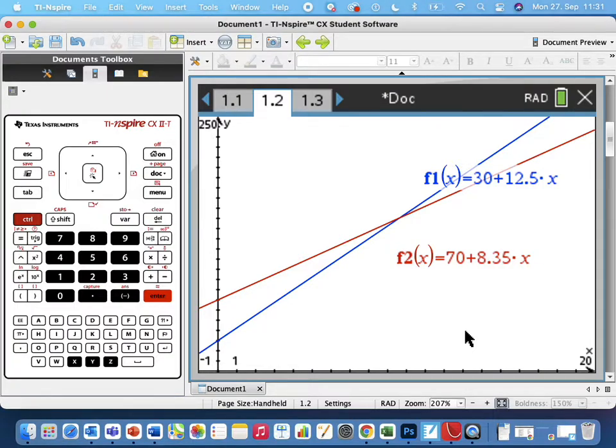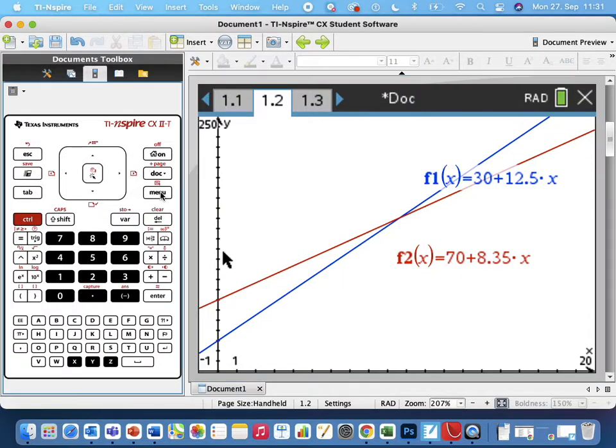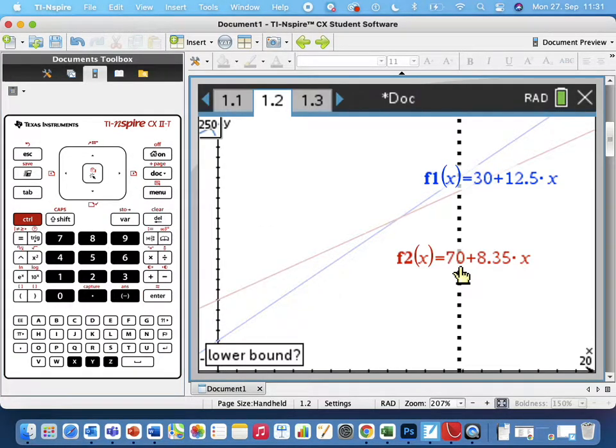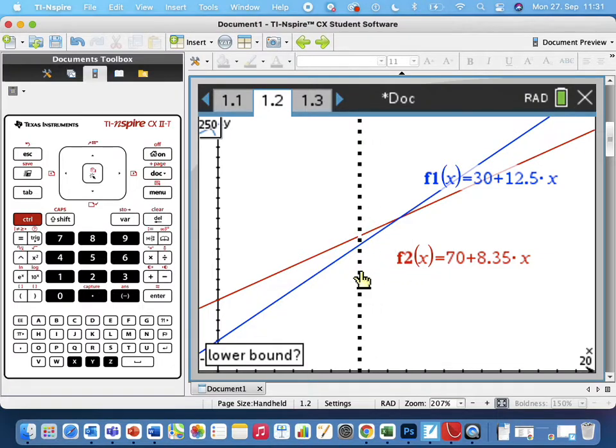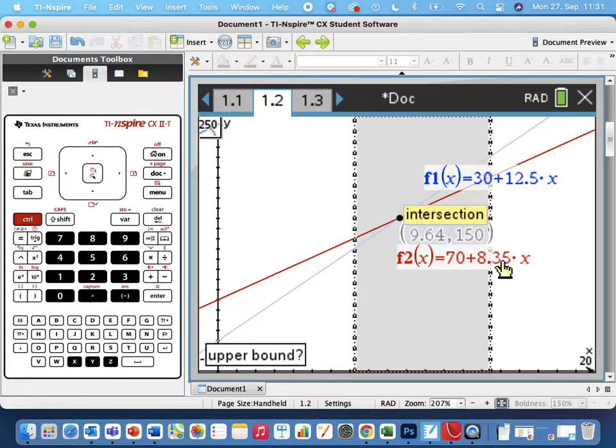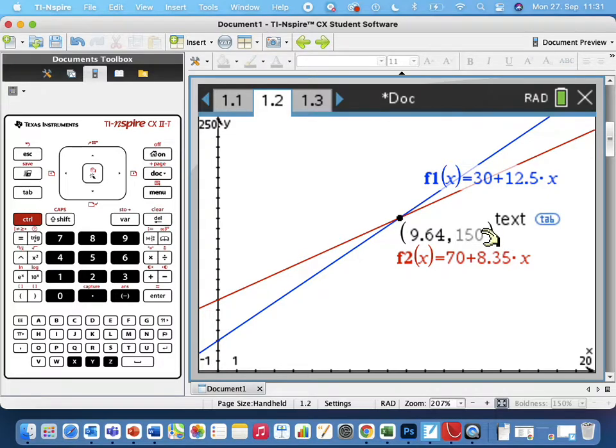Okay? So let's find this magic crossover point. Menu, analyze graph, intersection. Now look, it opens up a little line, and on the screen it says lower bound. So you've got to scroll over with the hand and press click. Now the computer's going to check anywhere between the lower bound and the upper bound. And this is kind of like the search area. So can you see this?